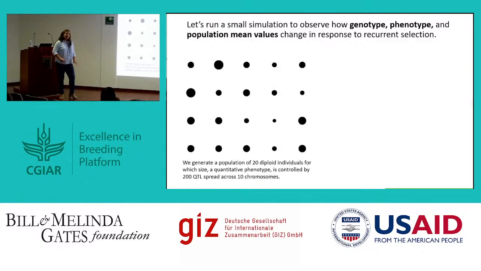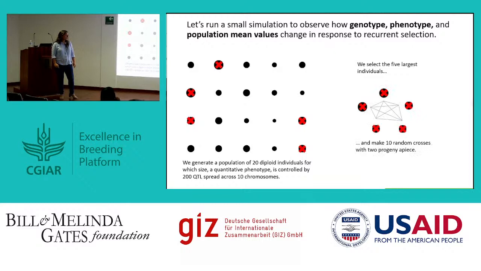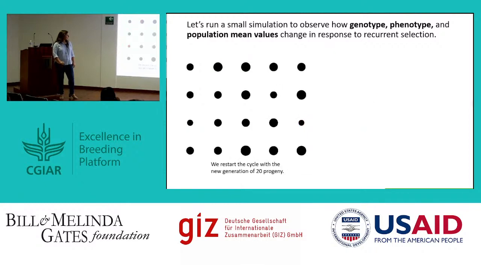So here we're going to generate a population of 20 diploid individuals, and their size is a quantitative phenotype. And it's going to be controlled by 200 QTL, which are spread across 10 chromosomes. We're going to select the 5 largest individuals for each cycle and make 10 random crosses with 2 progeny apiece. Okay? So simple breeding scheme. And then we're going to restart that cycle with a new generation of 20 progeny.